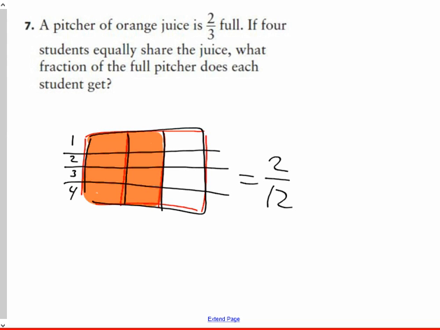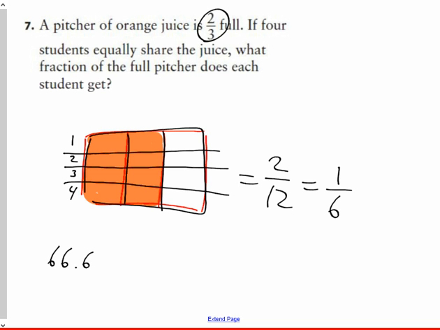However, you probably should all acknowledge that that is not lowest terms. We can reduce that to lowest terms, which says 1/6. So each student will receive 1/6 of a pitcher. Let's just make sure this is right. Does anyone know what percent of a full pitcher that is?